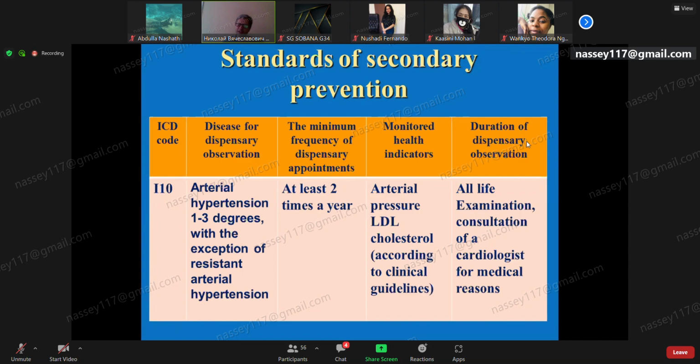As for clinical guidelines, this document recommends a wider spectrum of examinations. And also you can see the duration of dispensary observation, recommended duration all further life, with possible examination and consultation by cardiologists for medical reasons.